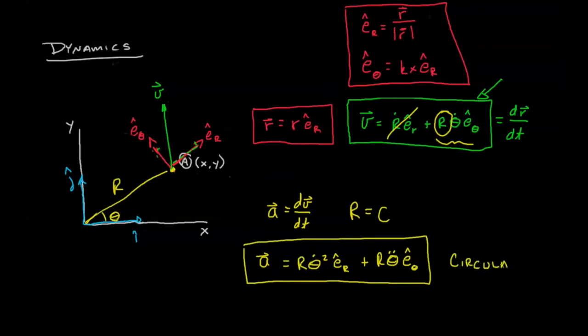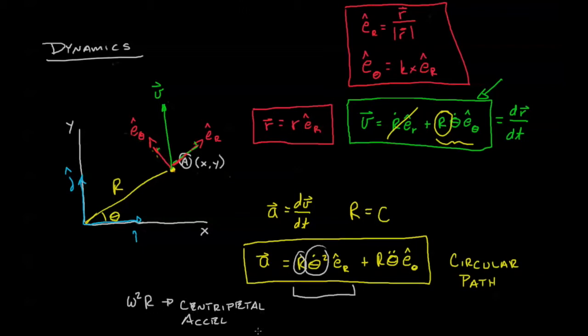We can make sense of this. So let's make sense of these two terms. The first term, we see a combination of angular velocity and radius. We've seen this before in the form of omega squared r, and that is our centripetal acceleration. This is what causes the tension in a rope when you're swinging a rock above your head.